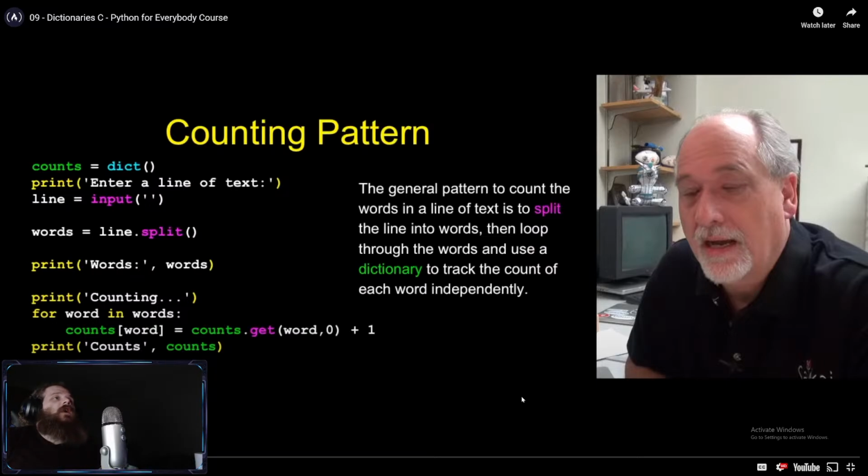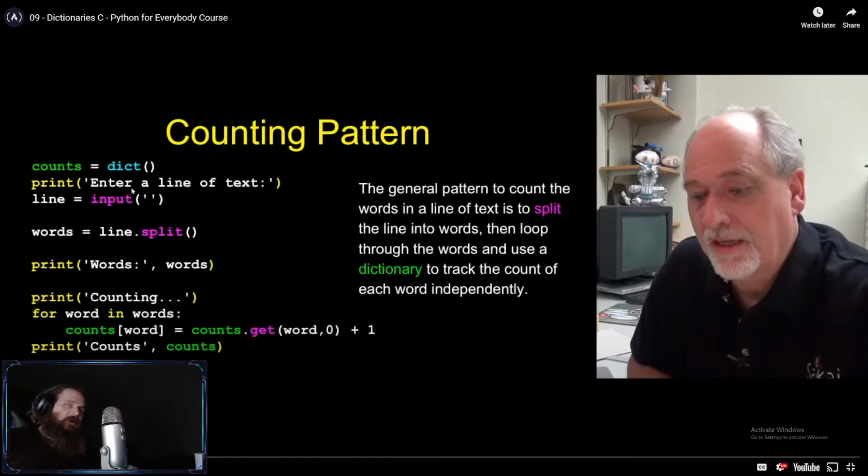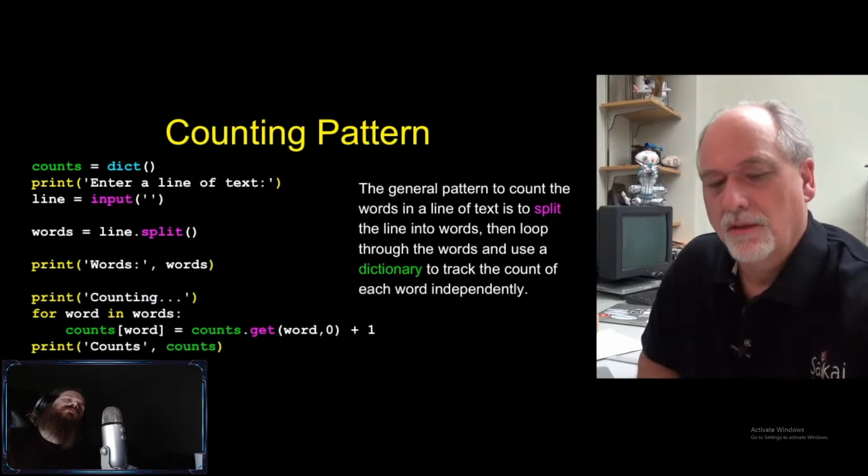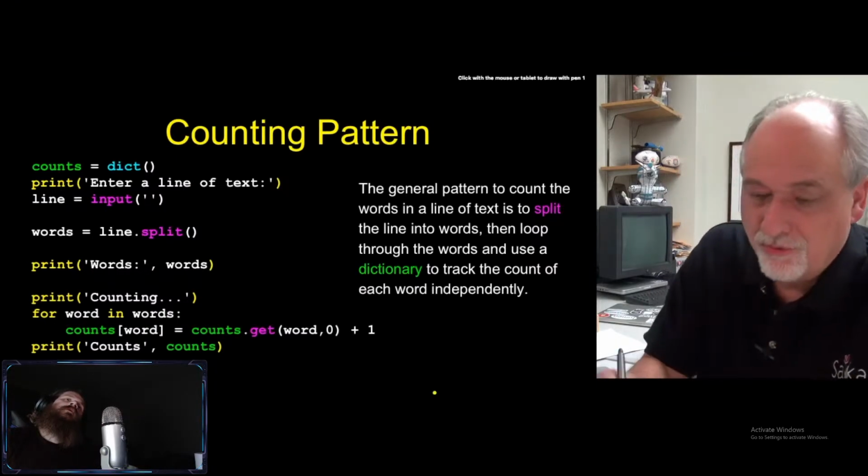The general pattern to count the words in a line of text is to split the line into words, loop through the words, and use a dictionary to track the count of each word independently. This is a counting pattern where we're going to take a line and then later we'll read this in from a file. And so this is just an adaptation, an improvement of the previous thing.